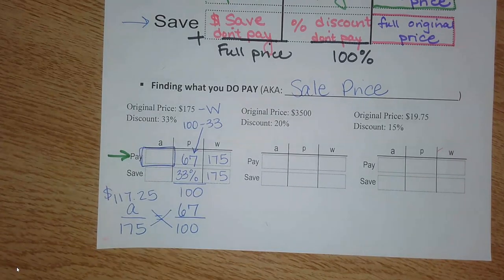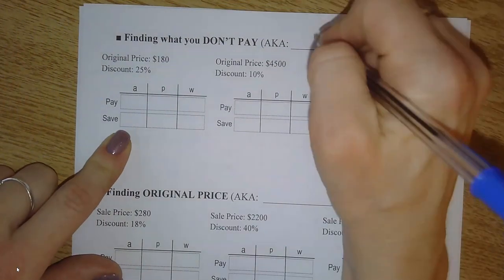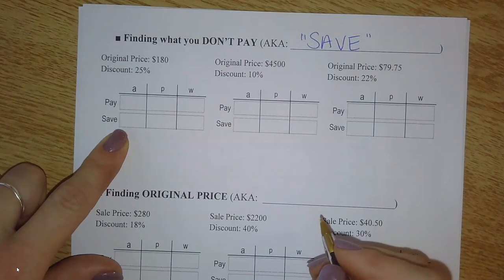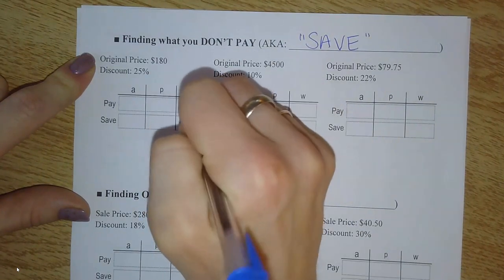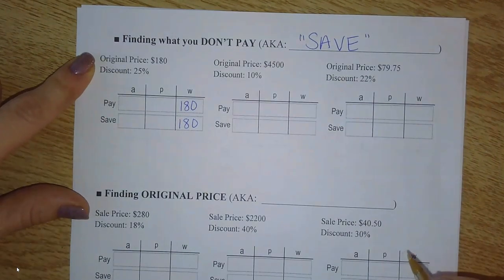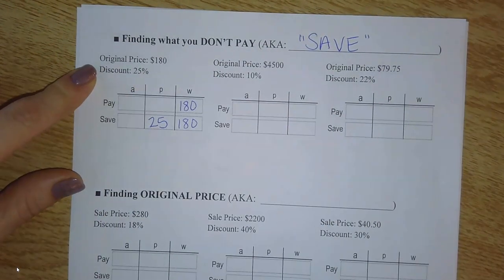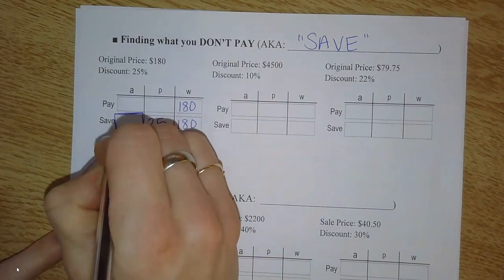Okay? All right. Let's move on. We're going to do, like I said, one from each section to start here. So flip it over. Now we're on this one, page 2. What you don't pay, also known as how much did you save? Okay? All right, let's fill in what we know. Full original price is $180. I can put that in for W in both spots. It's the same in both of them. Discount percent, 25% off. Okay? And they want to know how much we save. So you're trying to find this.